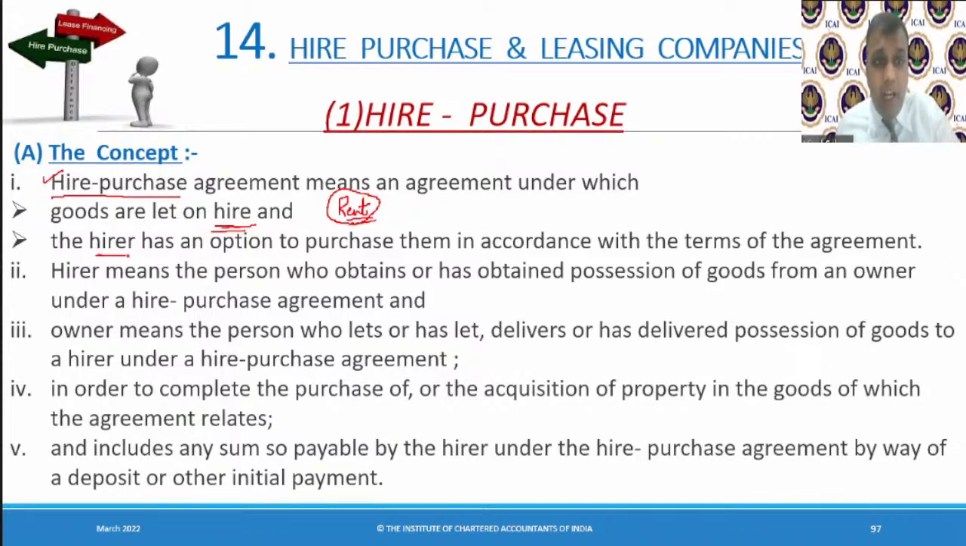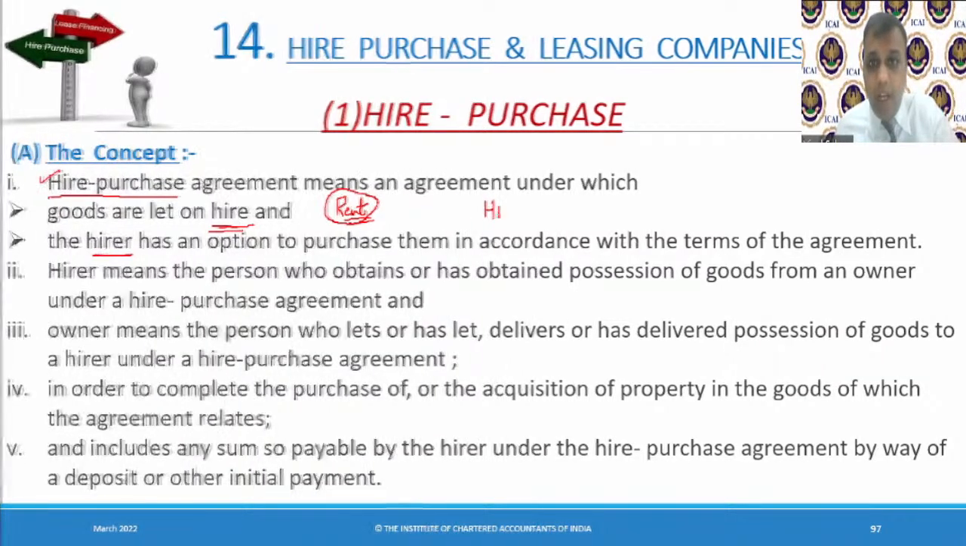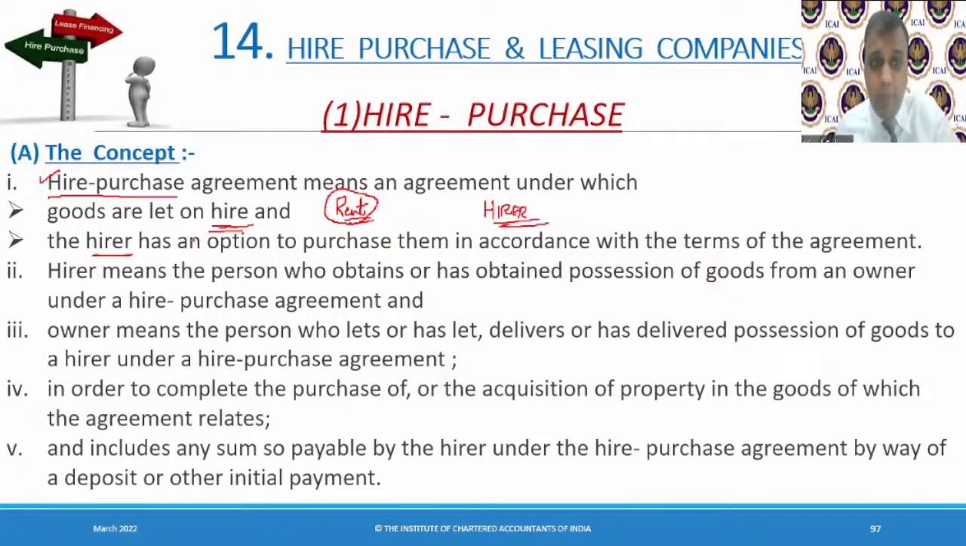The owner is the person who gives that particular thing on hire. So we have the hirer, who takes it. The hirer is the person who takes the particular asset on hire under a hire purchase agreement. He has the option to purchase it in accordance with the terms of the agreement. Which agreement? This hire purchase agreement.